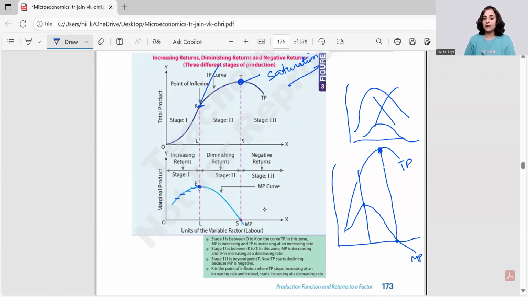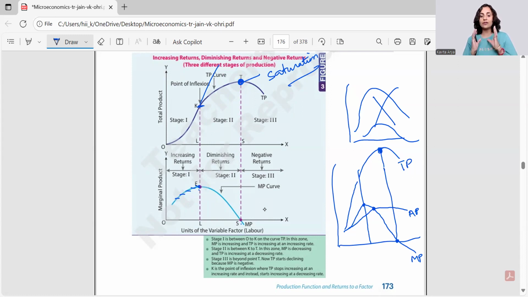For AP, how are the AP trends? AP rises, keeps on rising till it gets intersected with MP. And then after this intersection, it starts falling down. So how is the transition of AP? In stage 1, it is increasing. At stage 2, it is increasing till the intersection, and afterwards it starts falling, and in third stage AP is falling.